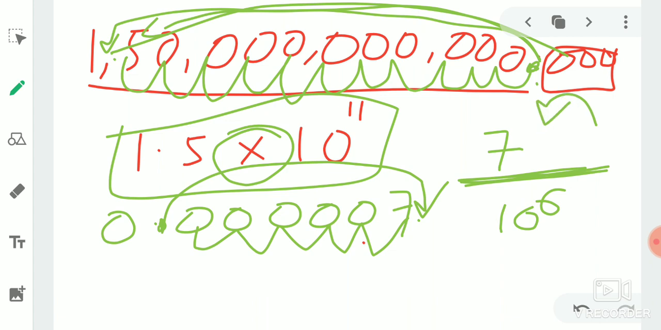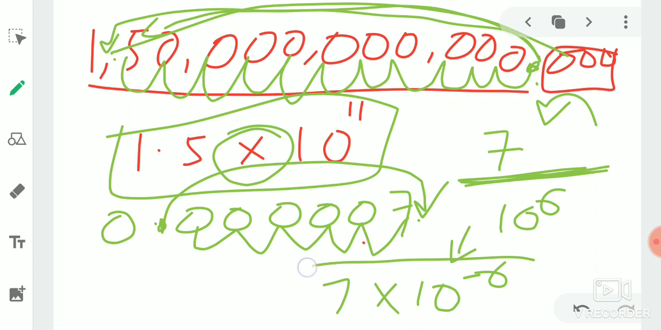Okay, or I can write this as 7 multiplied by 10 raised to power minus 6, which we have learned in the previous lecture, how this minus 6 comes here.